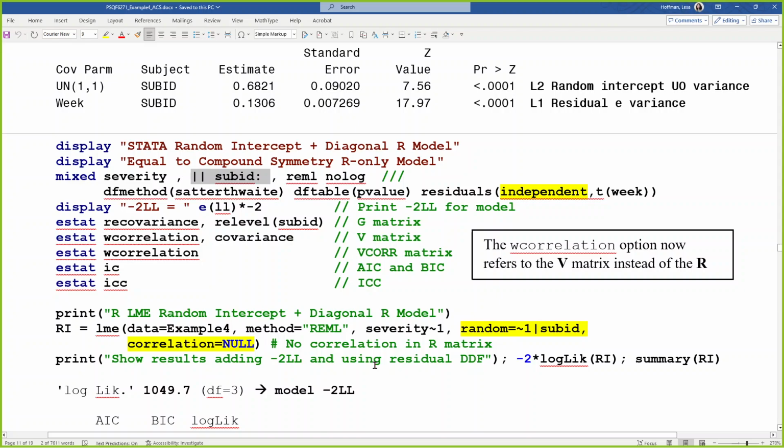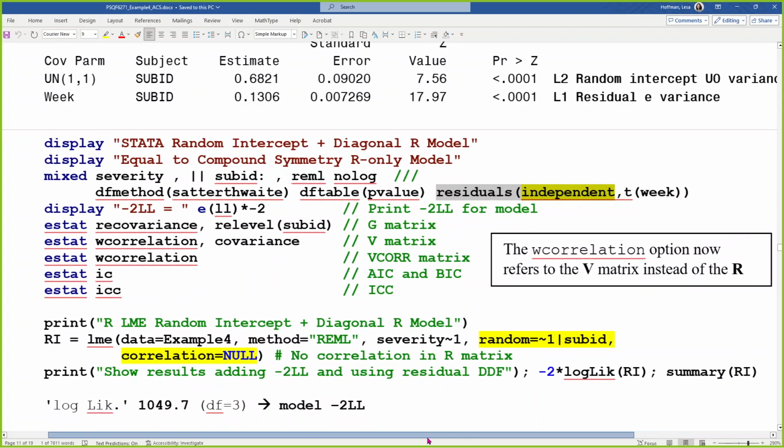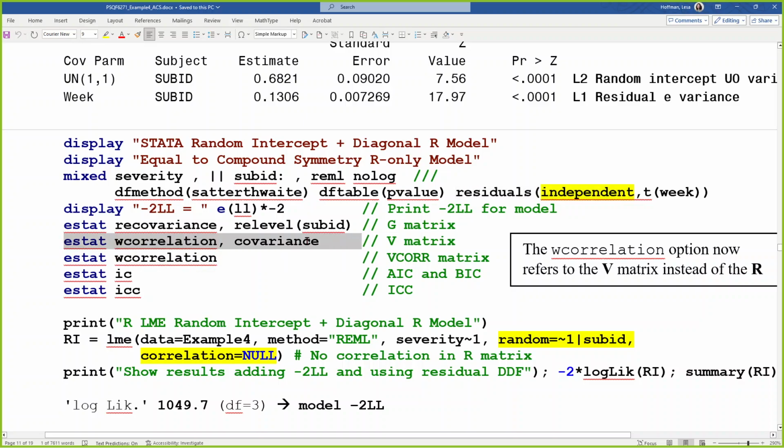Then the question is, what kind of R structure do you want? Independent is the simplest one. This says there is no residual correlation after you factor out individual differences in the means. That's it. The same options before that gave us W correlation in covariance form and in correlation form now refer to the V matrix instead of R. So Stata does show you the result that's put back together again, as does SAS.